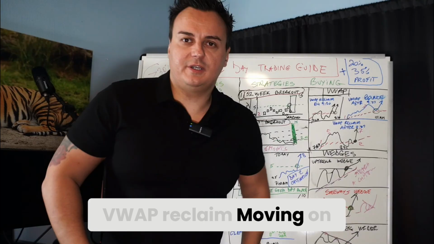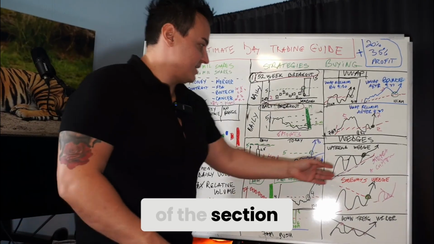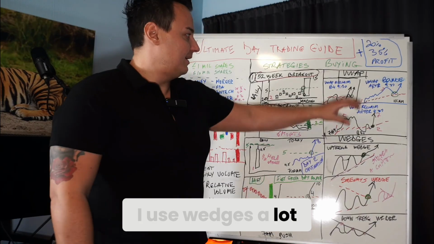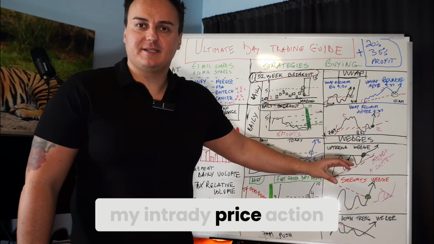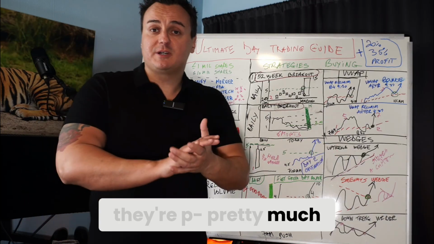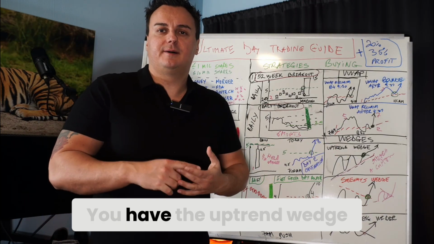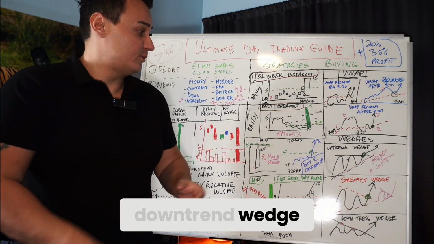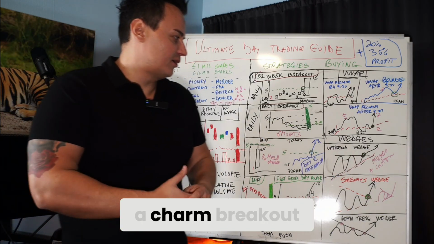VWAP reclaim. Moving on to the last part of the section, we have wedges. I use wedges a lot. This is part of my intraday price action. Wedges come in three types: you have the uptrend wedge, the sideways wedge, and the downtrend wedge. What we're looking for is a three-times-the-charm breakout.